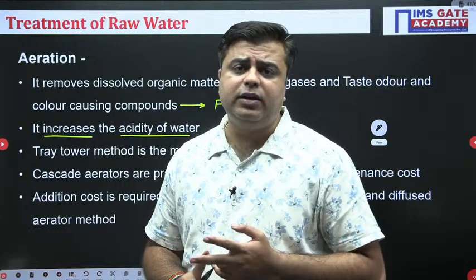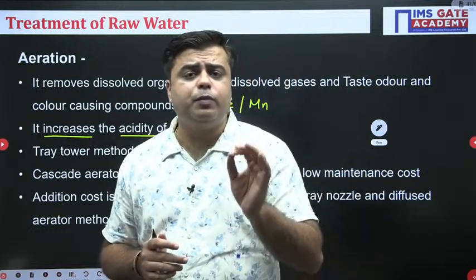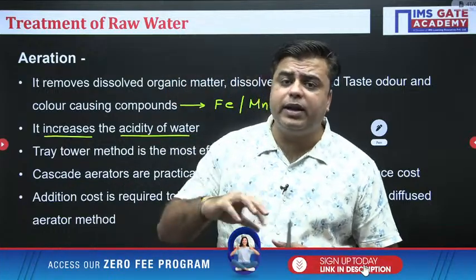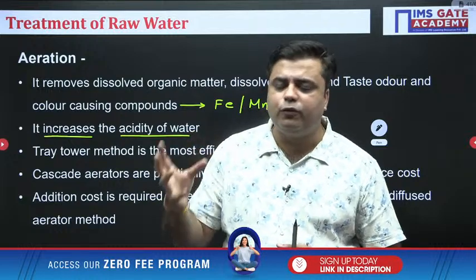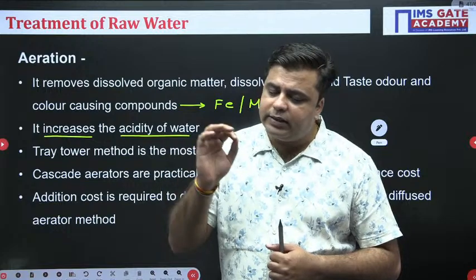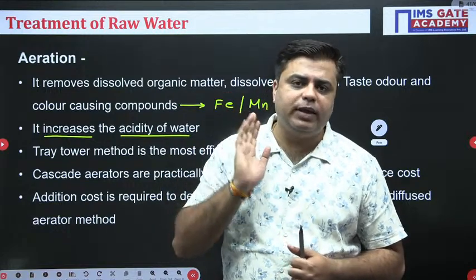Tray tower method is the most efficient method of performing aeration. But the area of tray required to treat community water comes out in kilometers even for tier 2 cities. That is why the tray tower method is not adopted, though it is one of the most efficient methods of performing aeration.